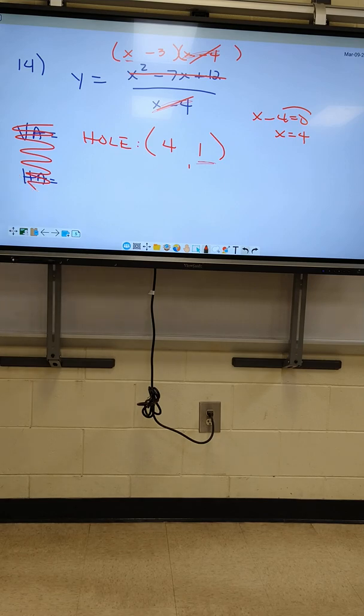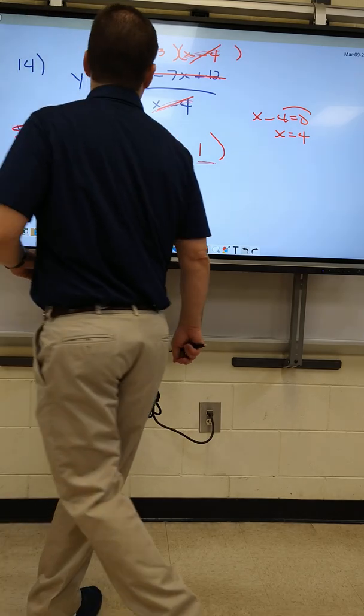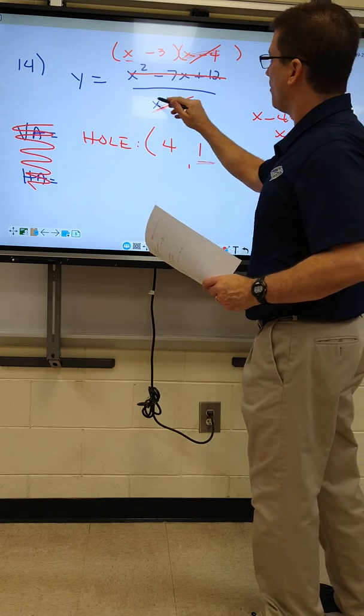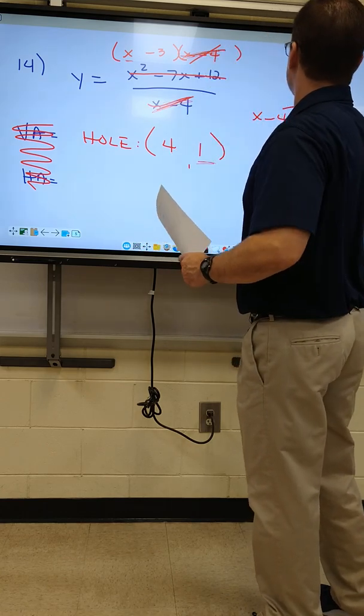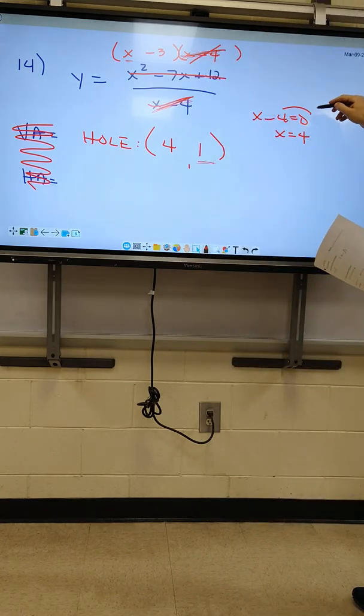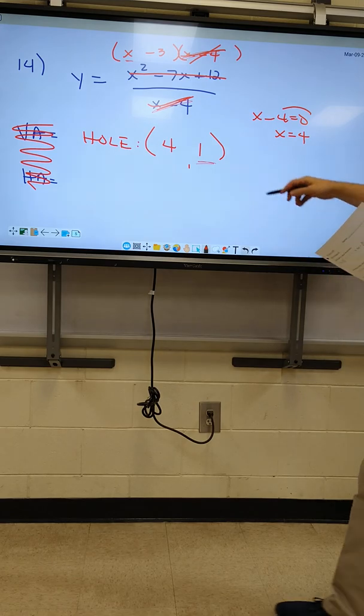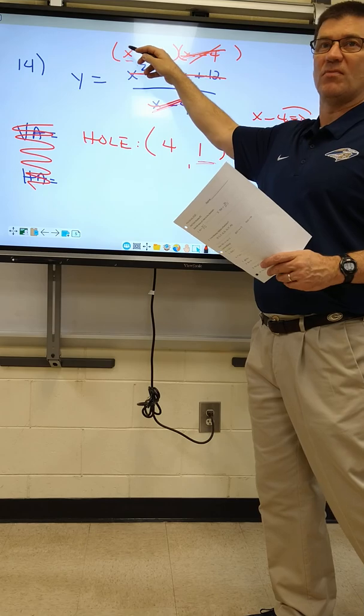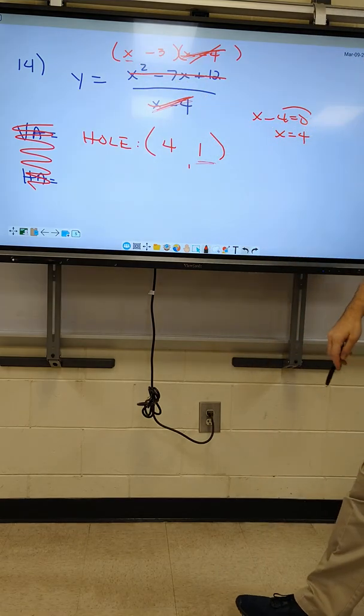All right, so if 14 had a hole, 15 is probably a VA and a HA, and it is. Any question on 14? Riley? Why you got four? I want it to be three. All right, the hole comes from the one you marked out. We marked out this one, Riley. So I took x minus 4 equals 0, moved it over, made it a positive 4. Then take the 4, plug it back in the one you didn't mark out, it'll give you the other number.